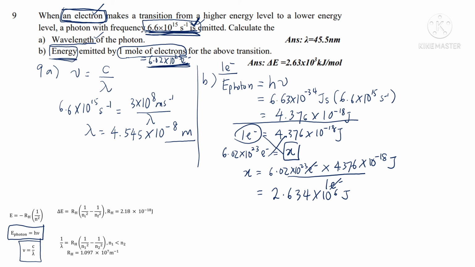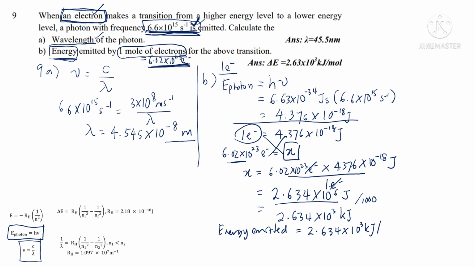For 1 mole of electron, usually we give the energy in terms of kilojoule. So how to convert this energy to kilojoule? By dividing by 1000. When we divide by 1000, we should get 2.634 times 10 to the power of 3 kilojoule. And therefore, the energy emitted by 1 mole of electron is equal to 2.634 times 10 to the power of 3 kilojoule per mole.